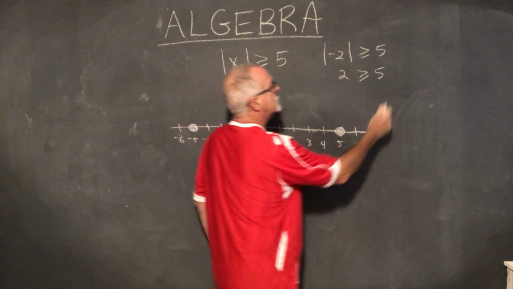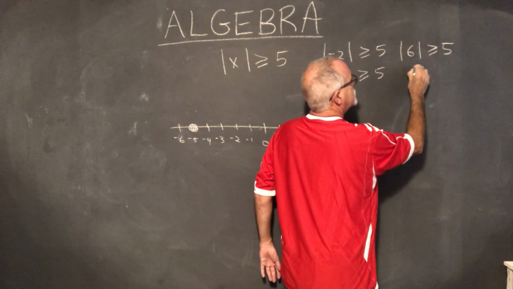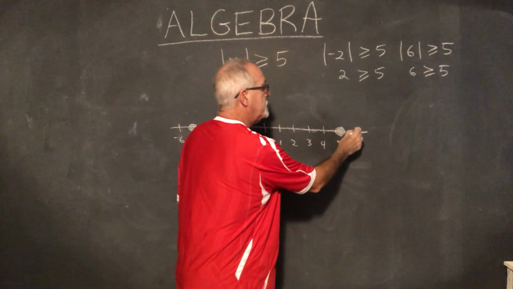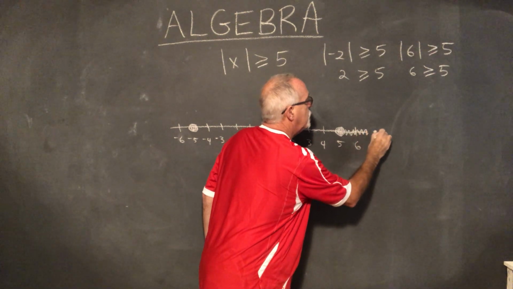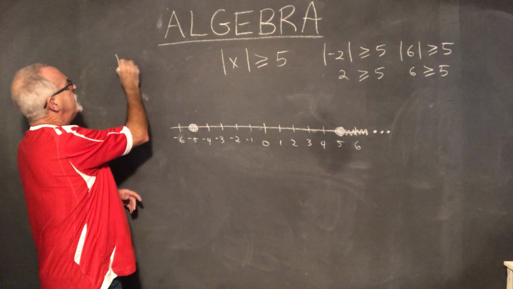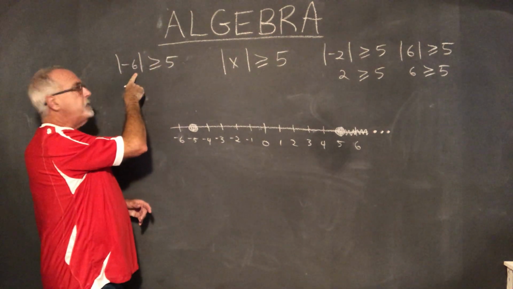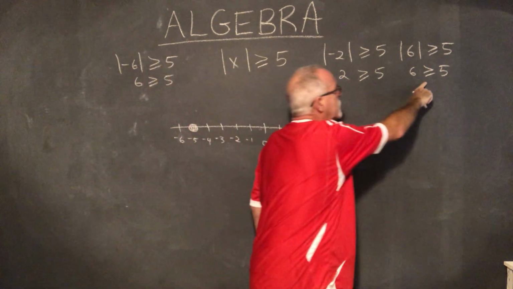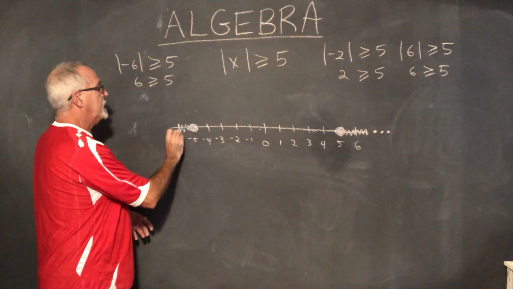I'll try 6. The absolute value of 6 is 6. Is 6 greater than or equal to 5? Yes, it's greater than 5. So that means 6 is part of my answer. I have a feeling that I can start shading now. But I'm going to try -6 as well, just to be sure. -6, absolute value of -6, is it greater than or equal to 5? The absolute value of -6 is 6. Is 6 greater than or equal to 5? Yes, it is. So therefore, -6 is also part of my answer.